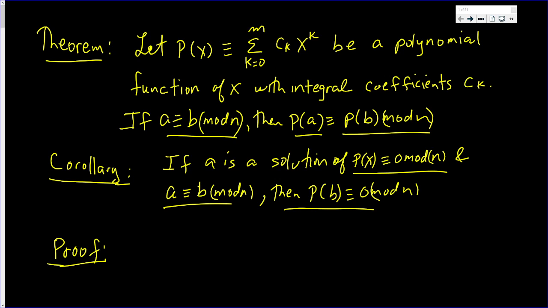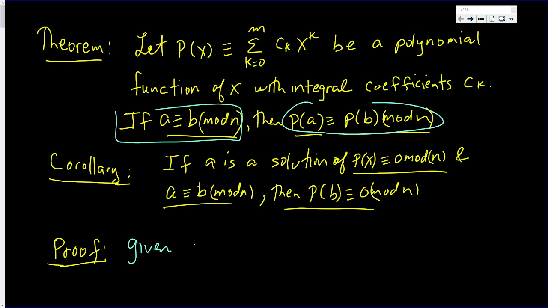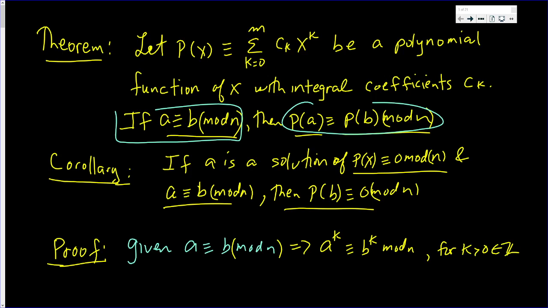So this is the if part, and that's the then part. We're given that a is congruent to b mod n. But one of the theorems I proved in another video is that this means a to the k is congruent to b to the k mod n, for k greater than 0 in integers.